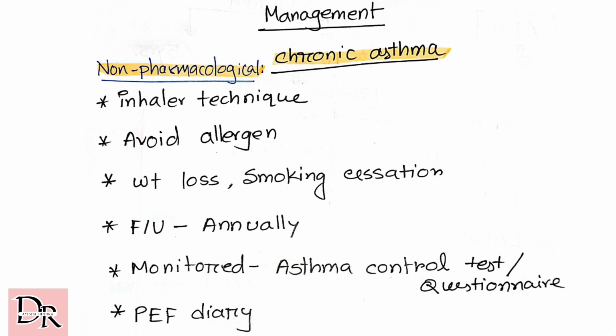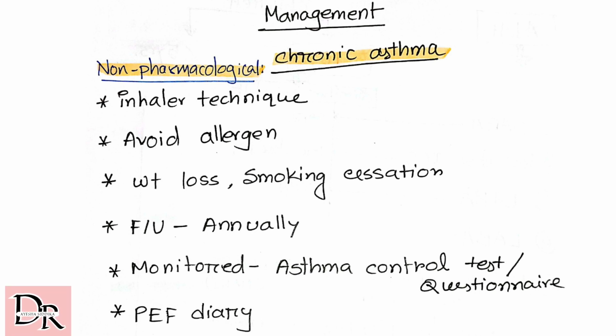Okay, so first of all, I'll talk about the non-pharmacological approach. We have to check certain things before giving drug management. If the patient is using an inhaler, we need to check that the patient is using the appropriate inhaler technique. Then we'll advise the patient about avoiding triggers, that means avoiding exposure to allergens or any triggers. Then, if the patient is obese, we'll advise weight loss, and smoking cessation. We'll tell the patient to follow up annually. If there's any exacerbation, then they may need to follow up more frequently.